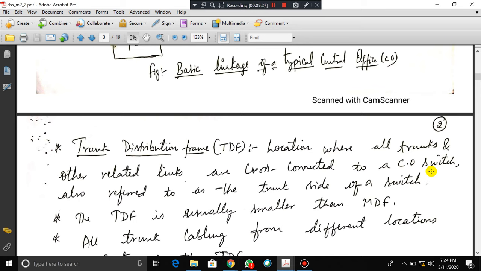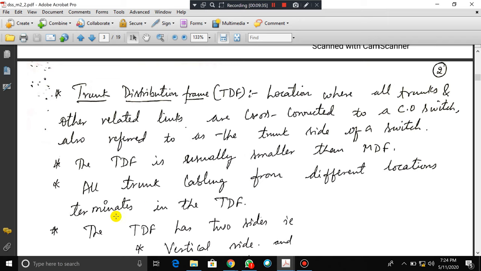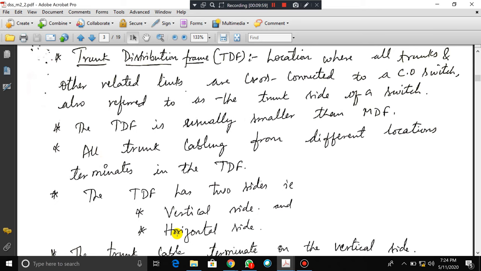The trunk distribution frame is usually smaller than the main distribution frame, and all the trunk cabling from different locations terminates in it. In the main distribution frame, the subscriber links terminate, but in the trunk distribution frame, all the trunk cabling from different locations terminates. Just as the main distribution frame has a vertical side and a horizontal side, the TDF, the trunk distribution frame, also has a vertical side and a horizontal side.